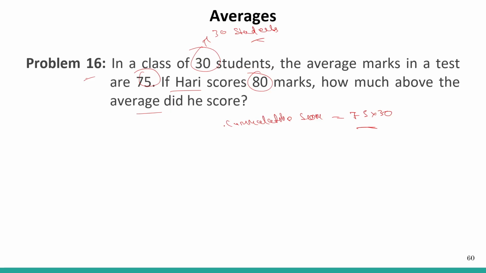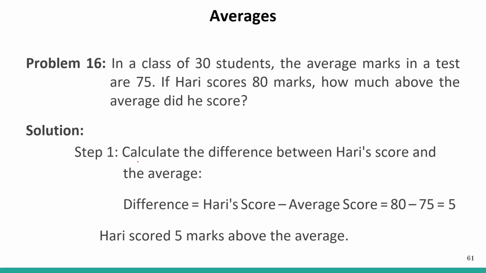Okay, so let's calculate the difference between Hari's score and the average. Hari's score was 80. The average score was 75 for the whole class. So the difference is 5 marks. So Hari scored 5 marks above the average.